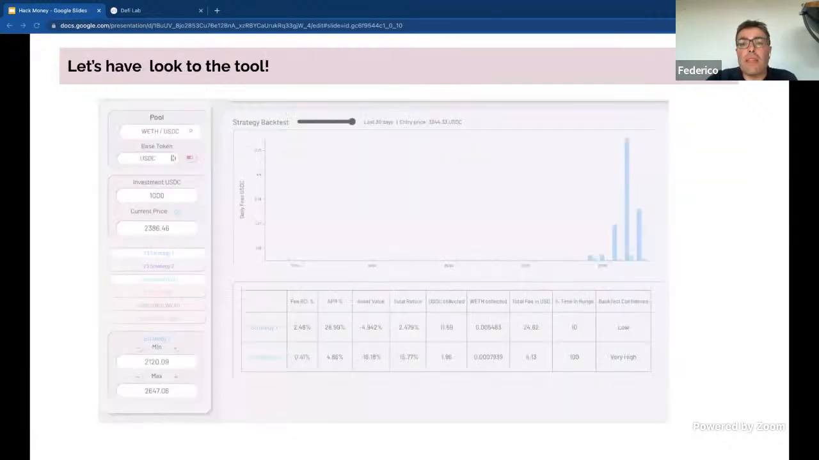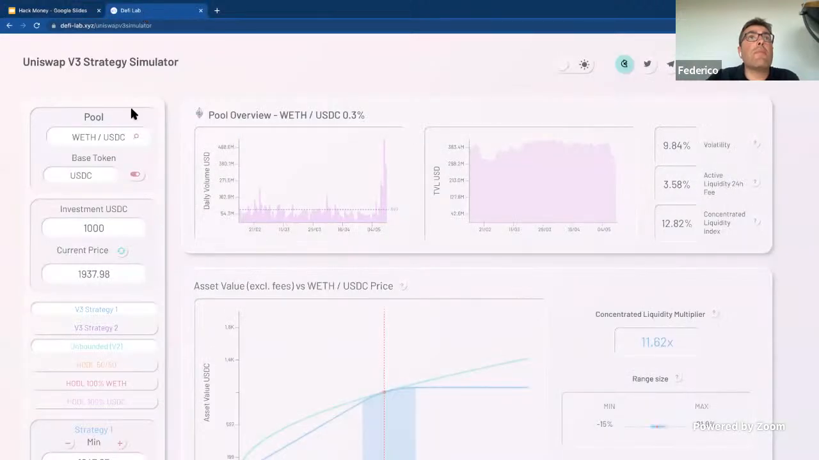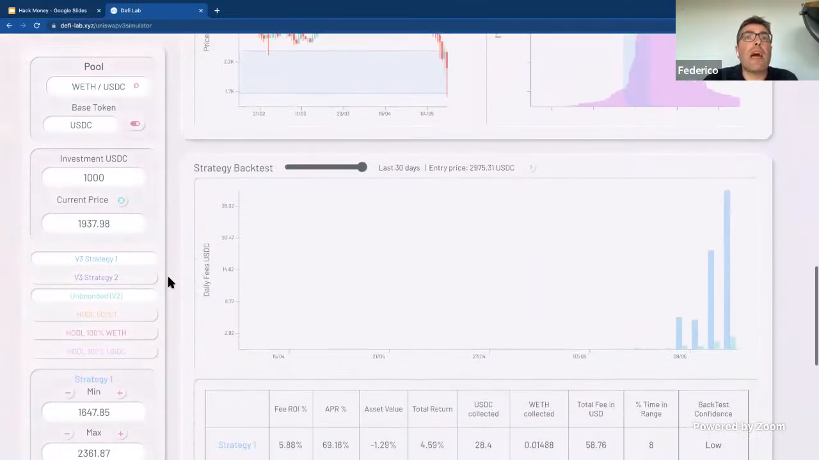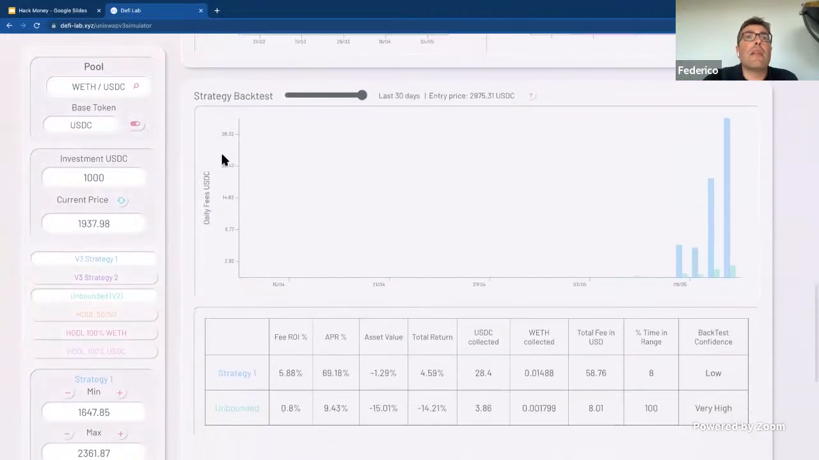Okay, I would now like to show you our website and how the backtester works on our website. So this is our website where we do simulation and backtesting of Uniswap V3 strategies. And if we go a bit further down, we can see here the part about the strategy backtest.